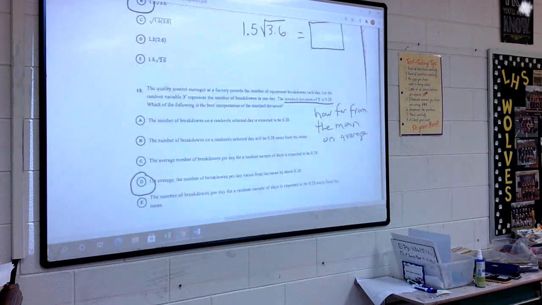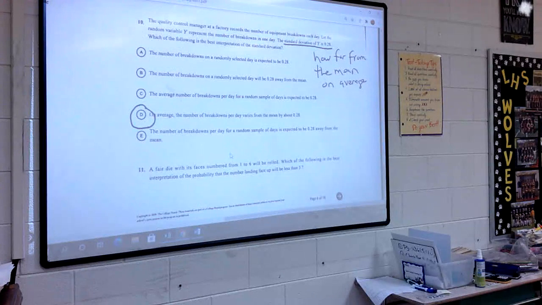Number 10. The quality control manager at a factory records the number of equipment breakdowns each day. Let Y represent the number of breakdowns. Basically, they want to know, do you know how to interpret what standard deviation is? So standard deviation is 0.28. The definition of standard deviation is how far from the mean something is on average. So on average, the number of breakdowns per day varies from the mean by about 0.28.